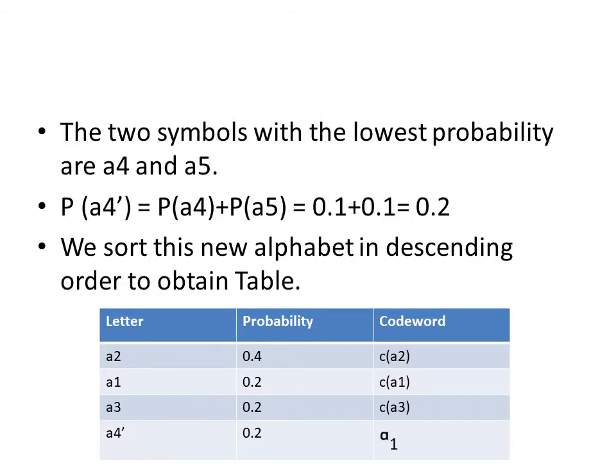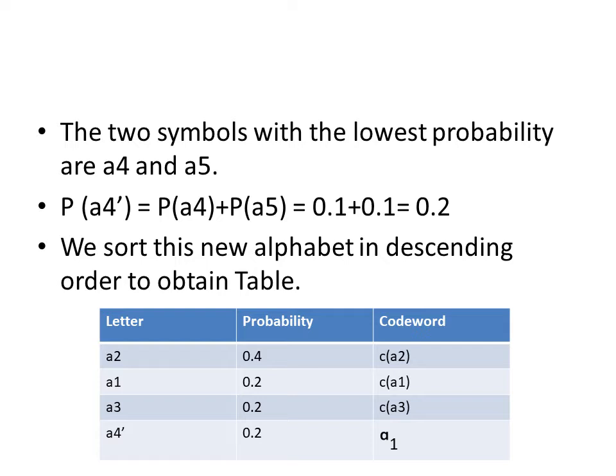Next, I have to add the lowest two probabilities. They were 0.1 and 0.1, so if I add them, I get 0.2. Now this new probability, A4 dash, I will add to the table. But to add that, I have to sort the rest of the probabilities with the current probability in descending order. So 0.2 being the least of the probabilities goes in the last row of the table.